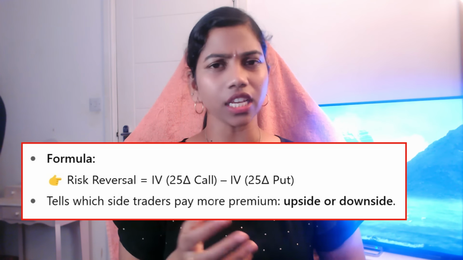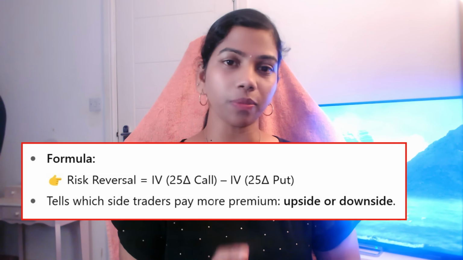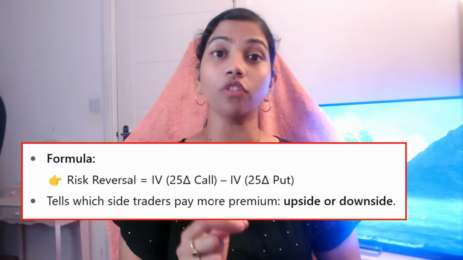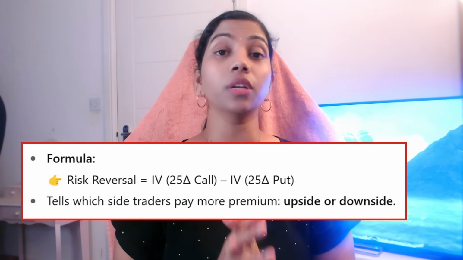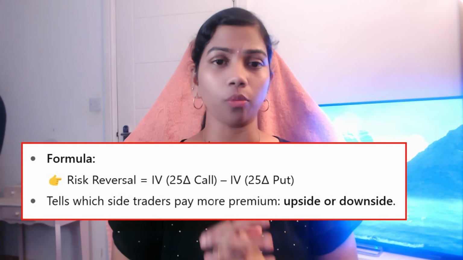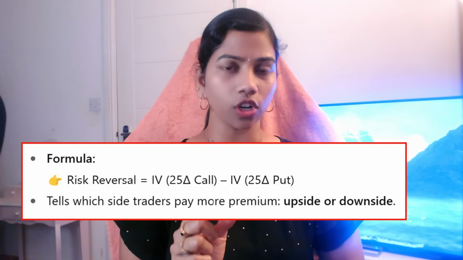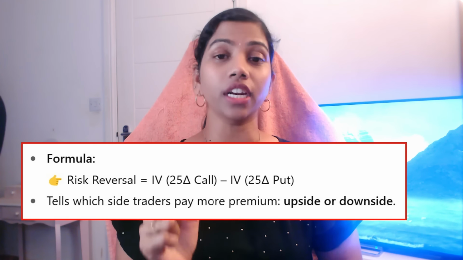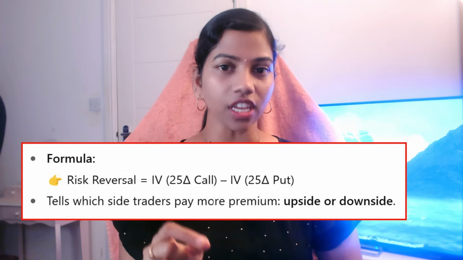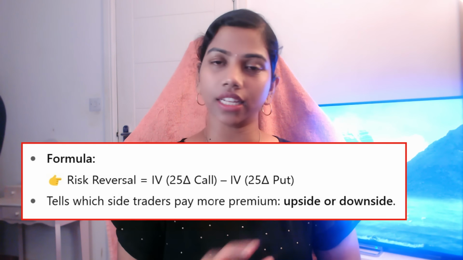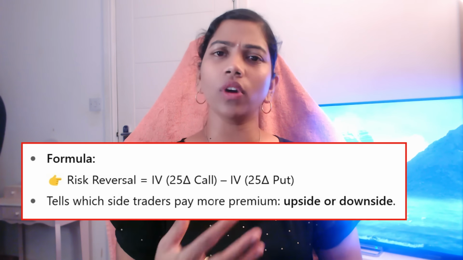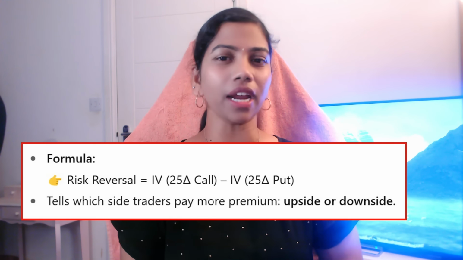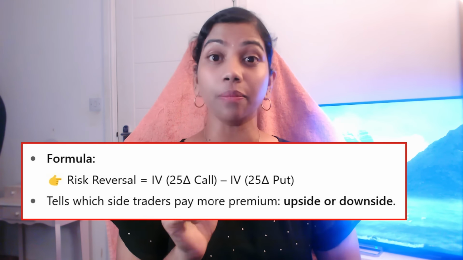Now, what is a risk reversal? Risk reversal is very simple. It's just the difference between the implied volatility of the 25 delta call and the 25 delta put. If required, please pause and have a look at this formula. Risk reversal equals IV of 25 delta call minus IV of 25 delta put. That's it. Very simple calculation. Just by looking at the option chain, one can easily say this, and by practice, traders can easily implement this.